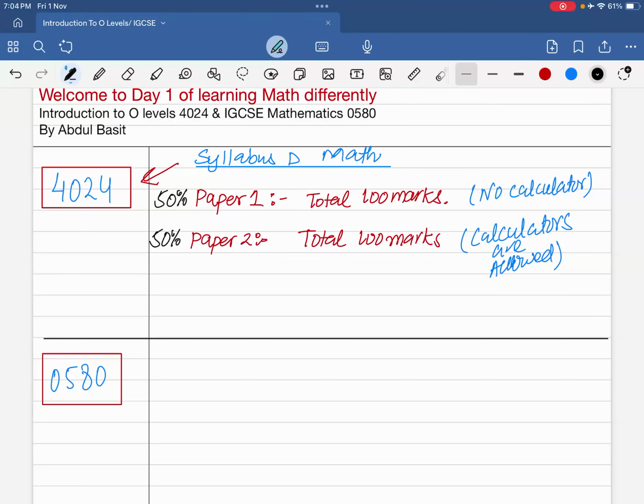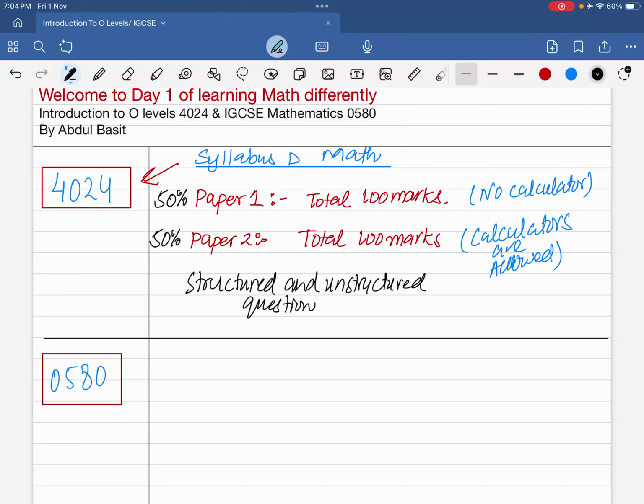So you will be having structured and unstructured questions. What are structured and unstructured questions? Structured questions have connecting parts, but unstructured questions end in one single part. Is this clear to all of you or not?